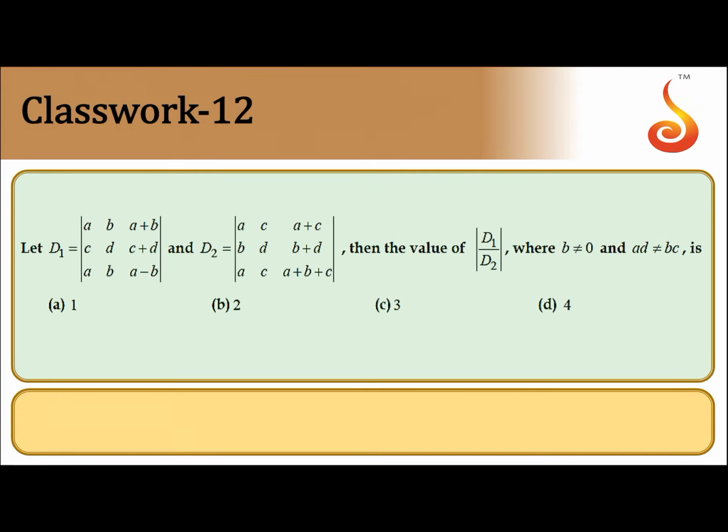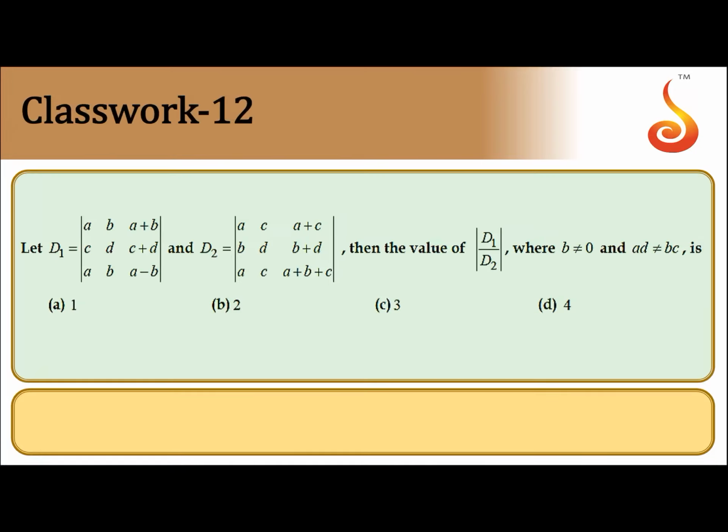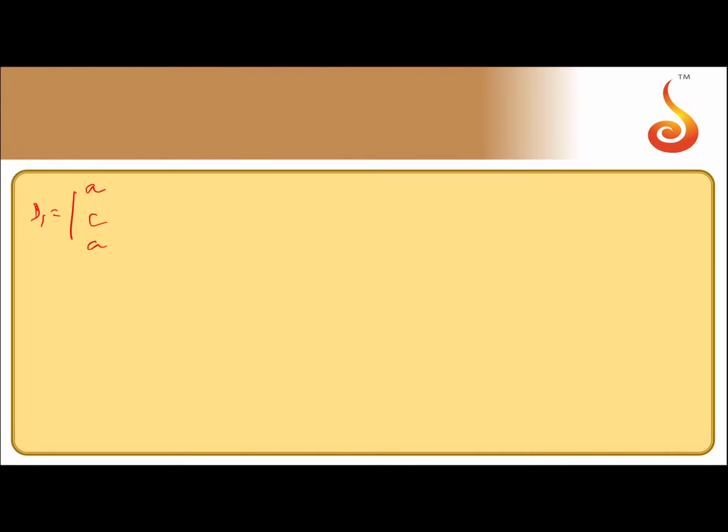Coming to the next one, the determinant D1. D1 by D2 you need to calculate. If you closely observe from the first column and the second column, if you add and subtract, D1 would change: A plus B gets cancelled, C plus D gets cancelled, but here A minus B minus A minus B gives minus 2B. So D1 is equal to the determinant.